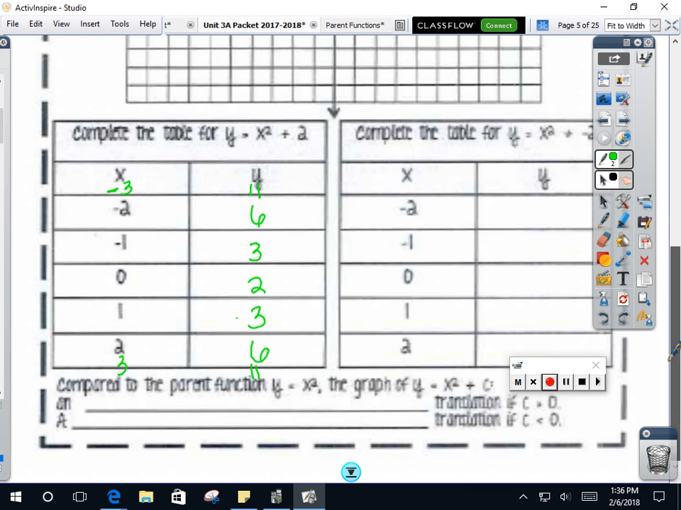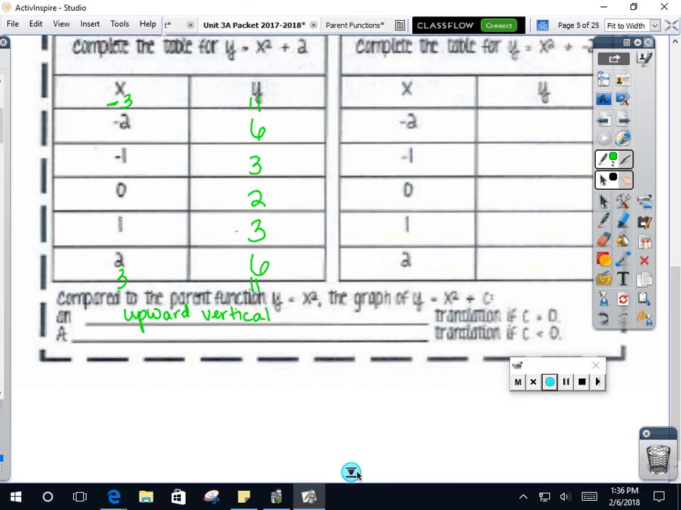Okay, so that is an upward vertical translation. So write that down here, upward vertical translation. Okay, and that occurs because we added a number to the x squared. Okay, now let's look at the other one.